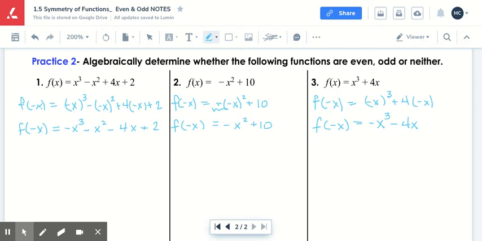Next up, we need to analyze the relationship here. So the first thing I want to do is see if it's an even function, and that would be by comparing this f of negative x to f of x. If they are equal, so if the result here is exactly the same as the original, then I would say that this is an even function. Now looking at these two here, they are not exactly the same. So therefore, I could say that it is not an even function.